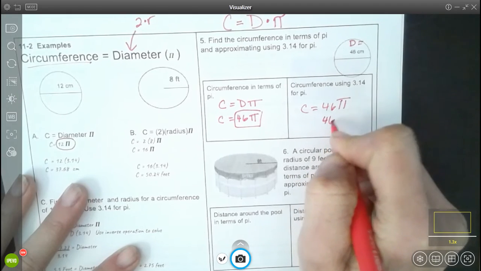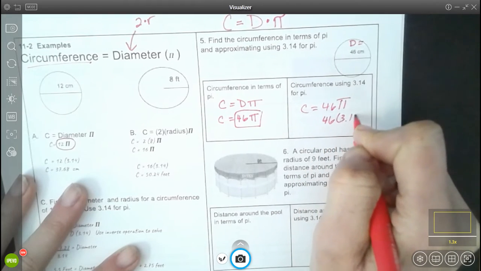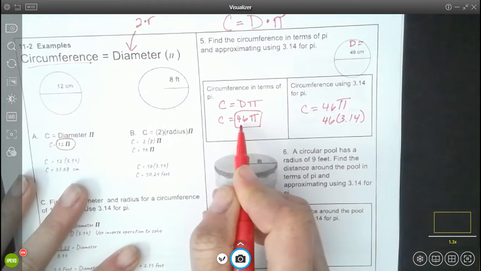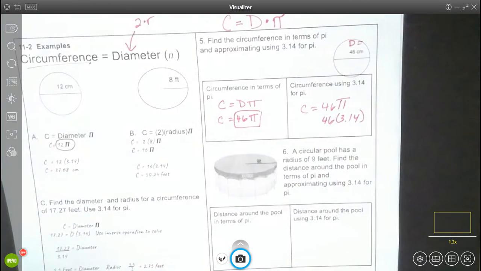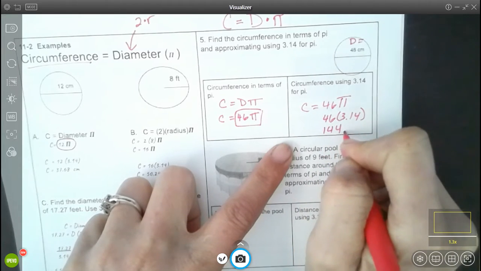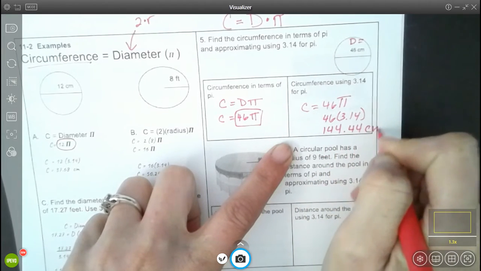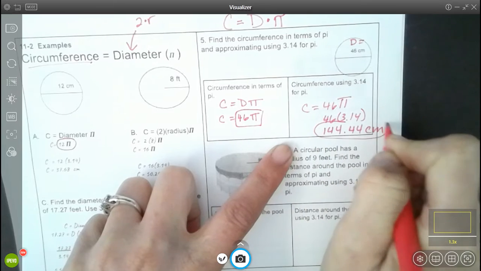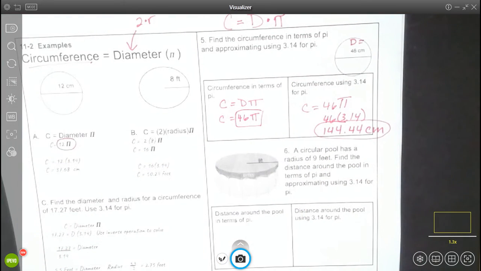So this is the diameter. And this is the estimation we want to use. This is the exact answer, and this is going to get us someplace close. I did that multiplying earlier, and let me just get you the answer for that. It is 144.44 centimeters. Be careful and make sure that it doesn't ask you to round it to a certain value. Let me work on my contrast here.